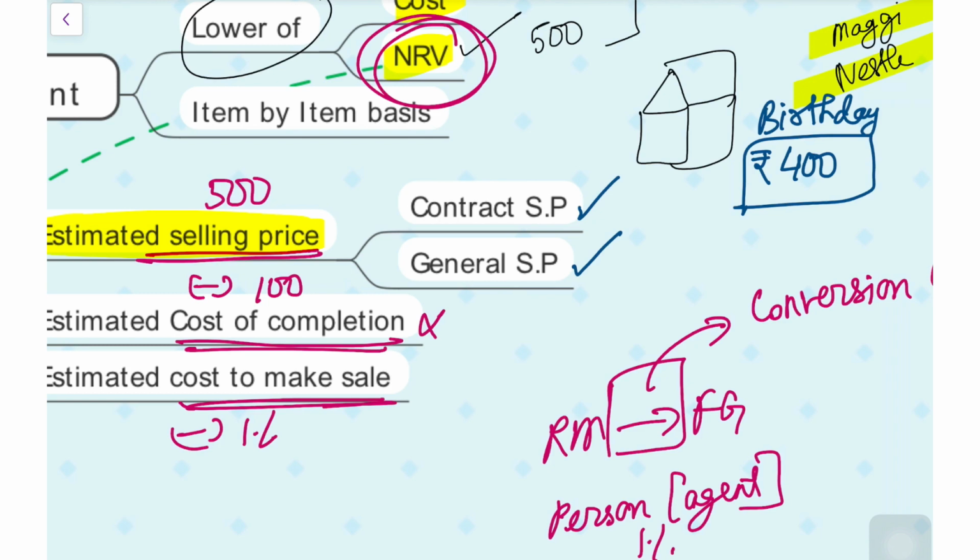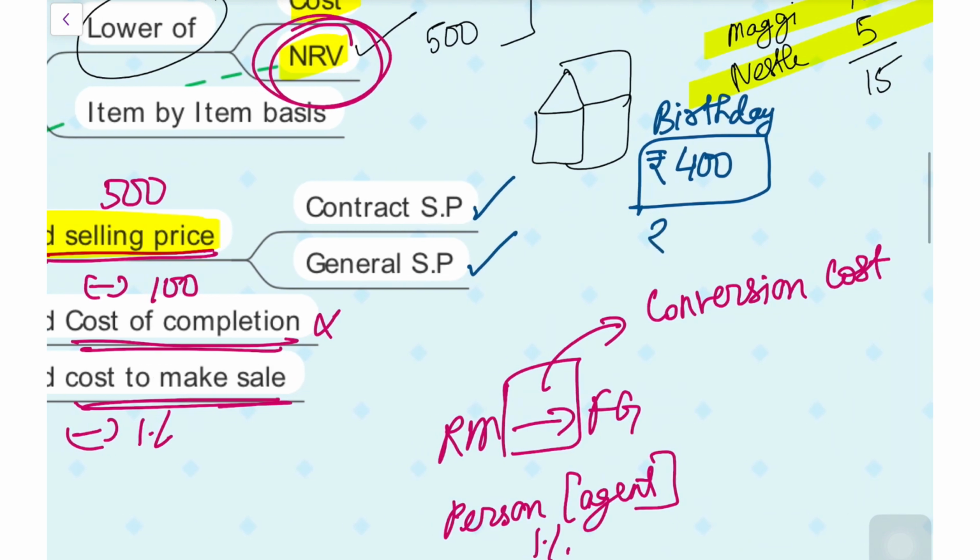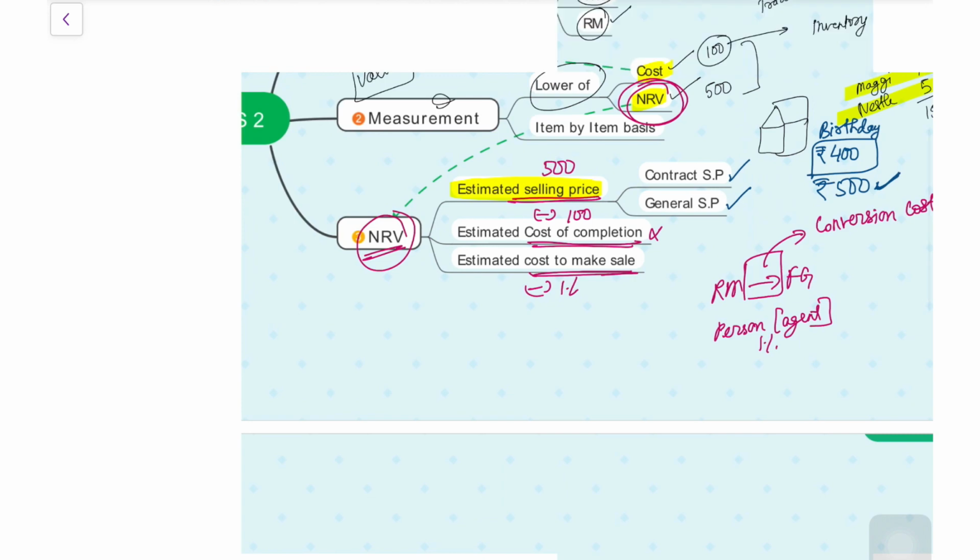Whenever there is a regular customer, and they only order one cake or two cakes and are not ordering in bulk, you usually charge them 500 rupees. So if it is a general selling price, take that itself. If you're generally selling it, take 500 rupees only. But if there is any contract where you have agreed to sell at a particular price, take that contract selling price. So that is about your net realizable value.